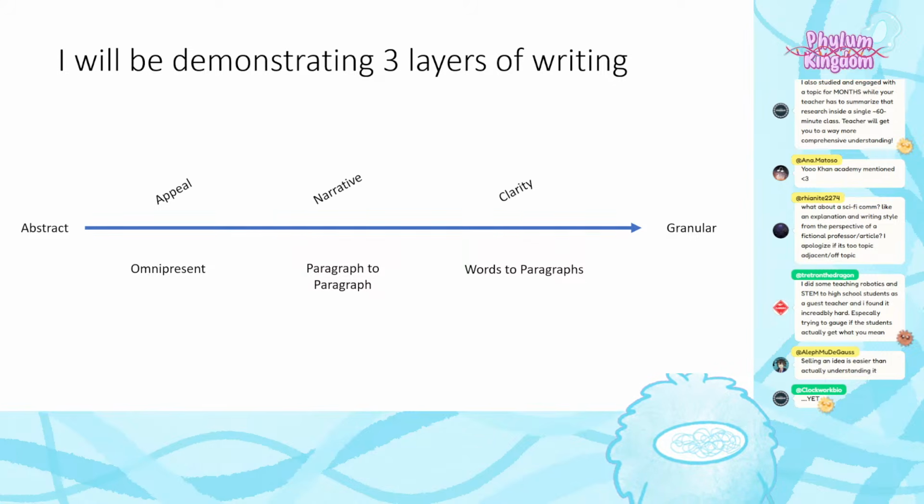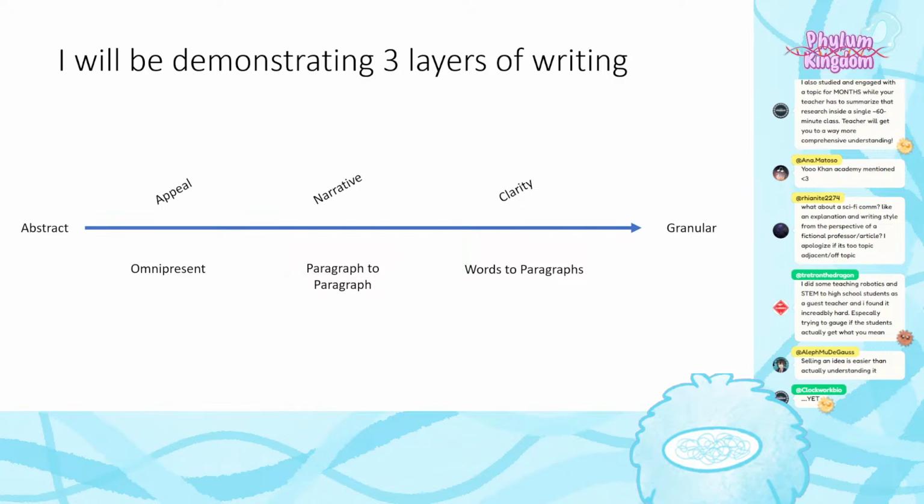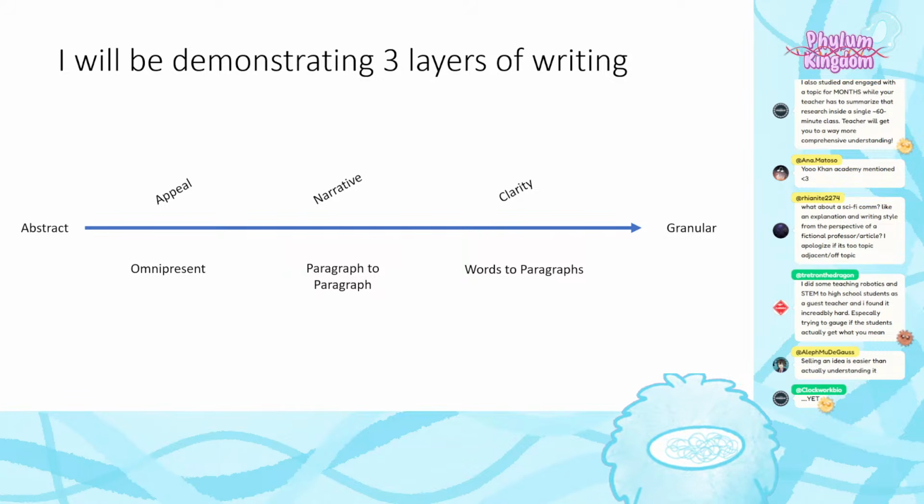Okay, so I will be demonstrating 3 layers of meta contextual writing. Going from left to right, we have abstract ideas, and then on the right, we have granular practice. So we're going to get both, right? We're going to talk about the theory, we're going to put it in practice, we're going to show you how sentences work and fit together and what purpose sentences have.